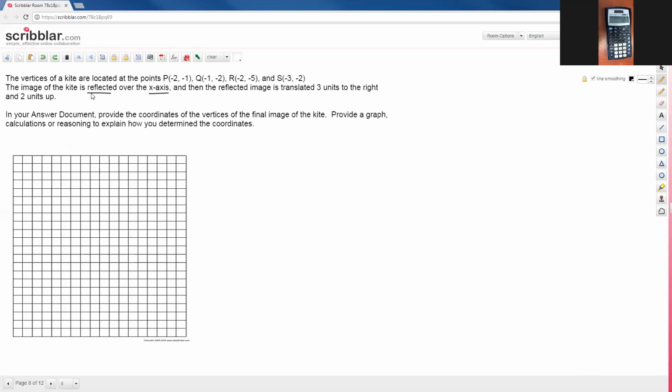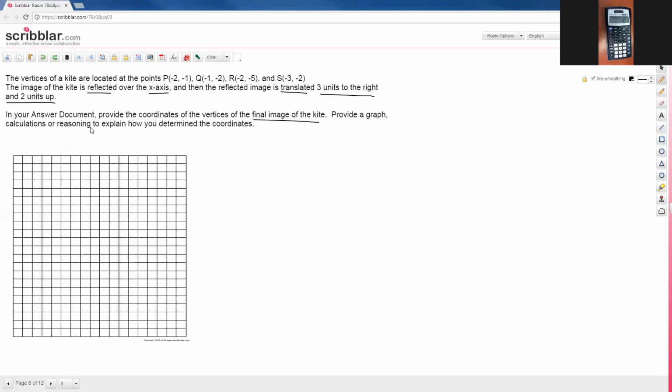Here are some keywords. They weren't on our lists because we didn't include any of the geometry keywords, but those are some important pieces of information. And then the reflected image is translated 3 units to the right and 2 units up. In your answer document, provide the coordinates of the vertices of the final image of the kite. We want to know the end image. Provide a graph, calculations, or reasonings to explain how you determined the coordinates.